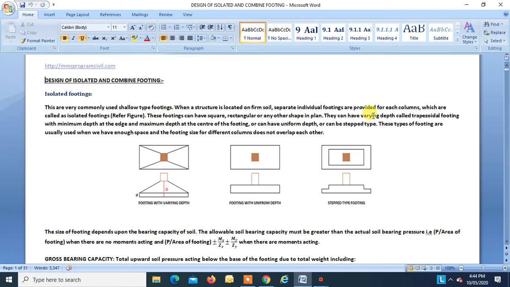They can have varying depth, called trapezoidal footing, with minimum depth at the edge and maximum depth at the center of the footing. This is trapezoidal footing. Or they can have uniform depth, or can be step type. This type of footing is usually used when we have enough space and the footing sizes of different columns do not overlap each other. If the footings overlap each other, then you will have to go for a combined footing.